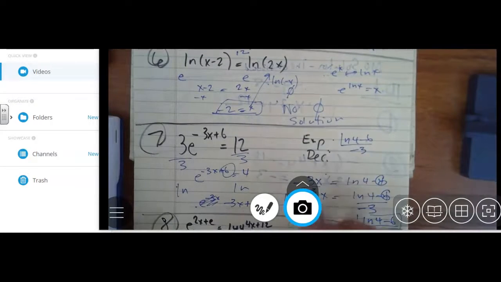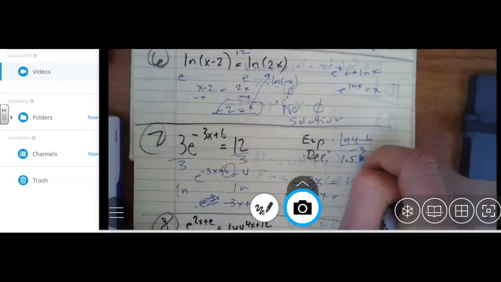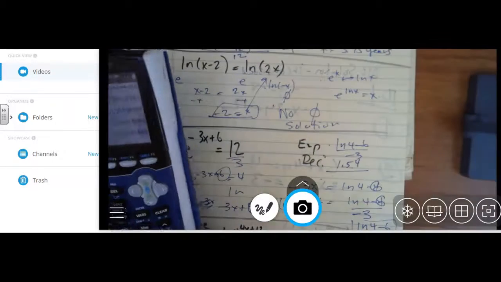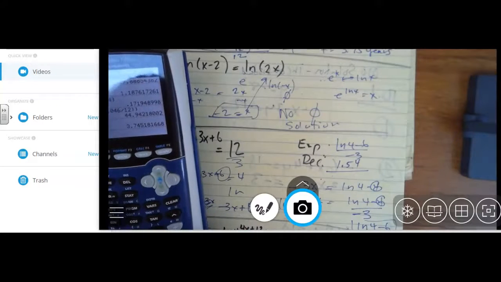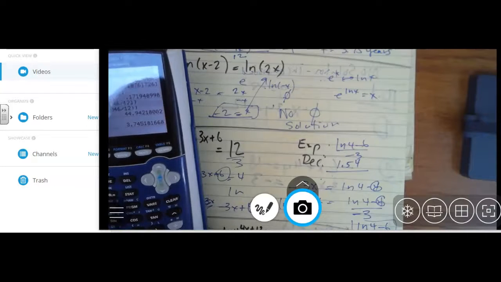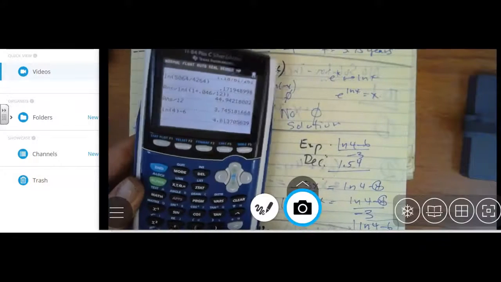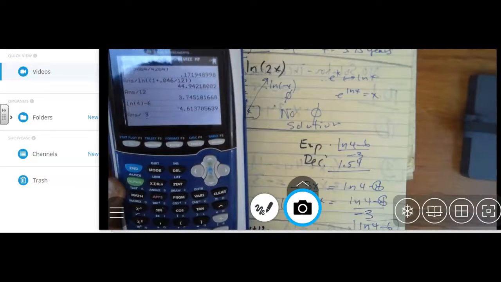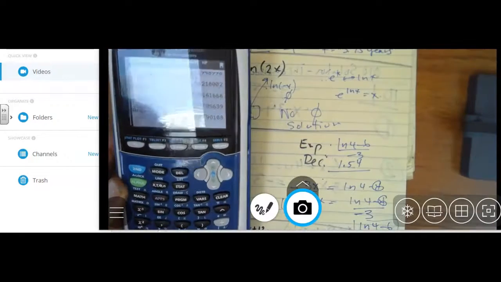And then the actual decimal form, if you calculate it out, would give you a different answer. I think it would be 1.54. There's your exact decimal answer, but let's do it on the calculator just to be sure. So we get ln 4 minus 6 equals that answer. Then we divide that by negative 3, and we get the 1.54 right there, just to verify. Okay.